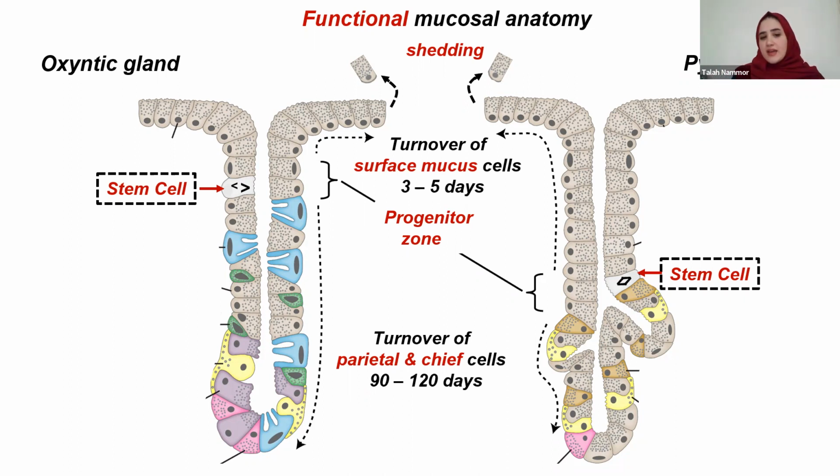Anyways, it's important to know that every 3 to 5 days, the mucus cells will die and be shed out, and then the stem cells will give rise to new mucus cells.